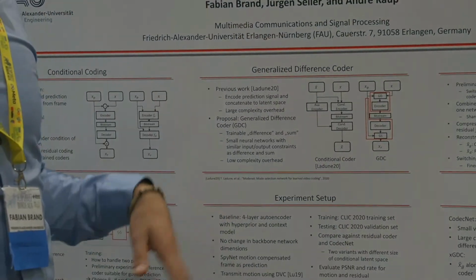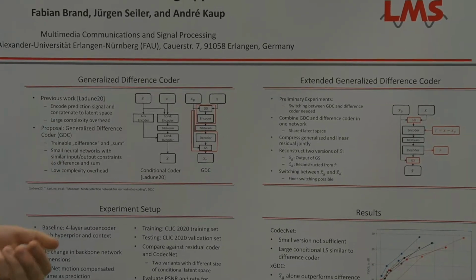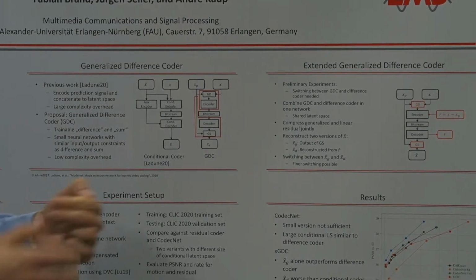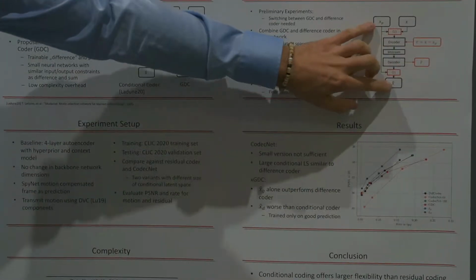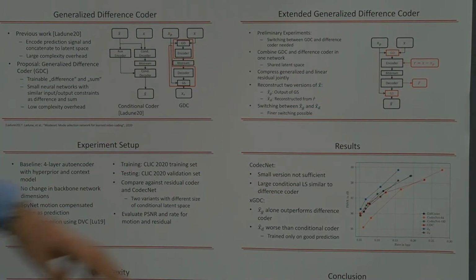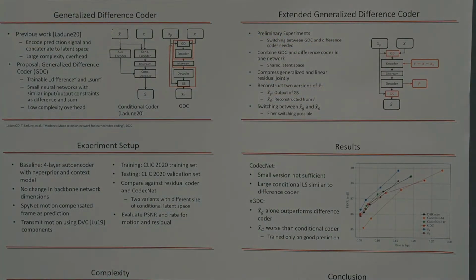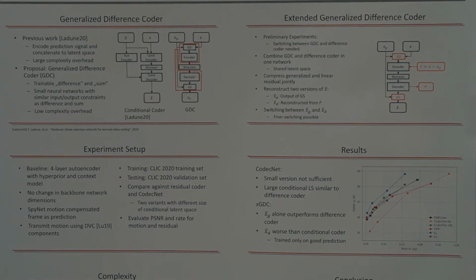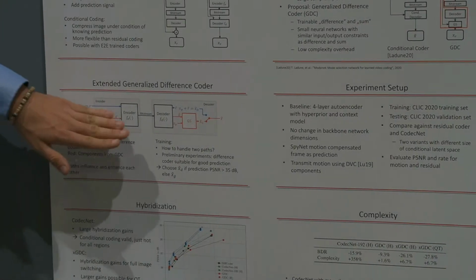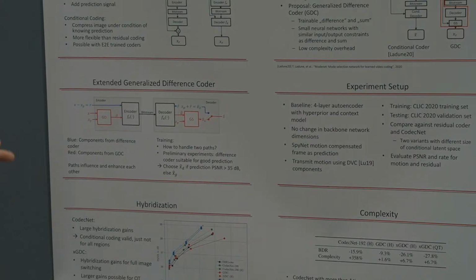However, in preliminary experiments, we found that we should be able to switch between a traditional residual coding and the generalized difference coding. We do this by combining them both in one network, so we jointly compress the generalized difference and the normal residual. If you just look at the blue parts of this encoder scheme, this is the overall structure. Just the blue parts are a normal residual coder, just the red parts are a generalized coder.